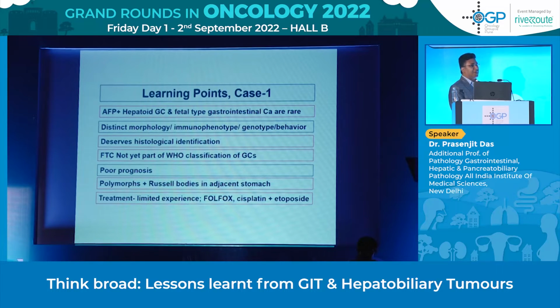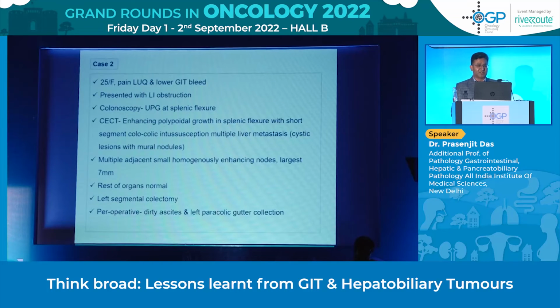It is not yet a part of the WHO classification of gastric tumors, and polymorphs and Russell bodies are possibly a part of this tumor. There are very few case reports, but in both the cases I identified this, and though the treatment experience is limited, they usually are resistant to FOLFOX and the conventional chemotherapies. I'll go to case 2. This is a 25-year-old female who presented with left upper quadrant pain and lower GI bleed.